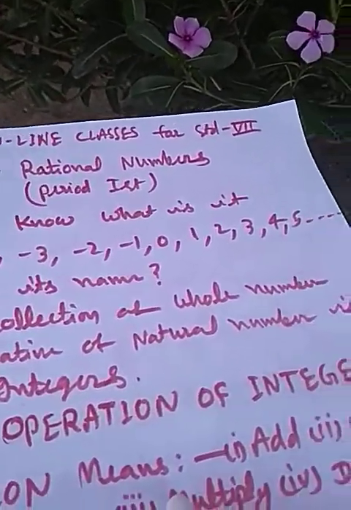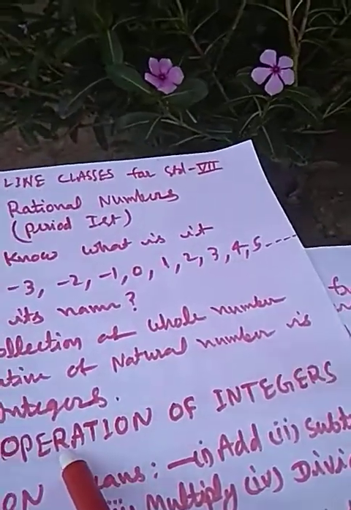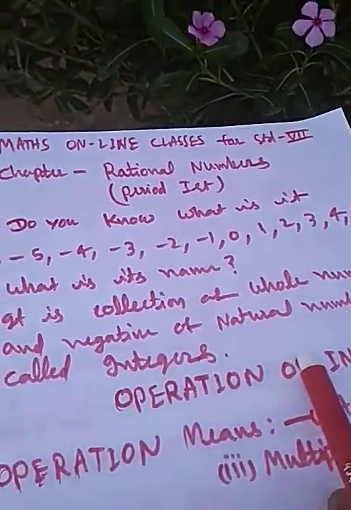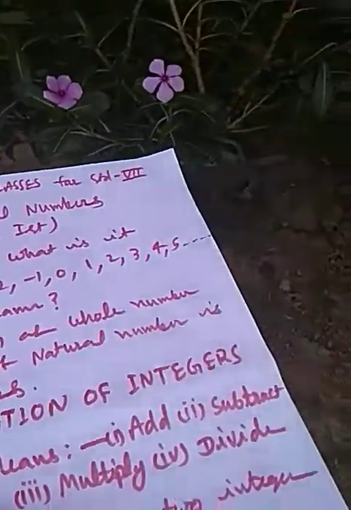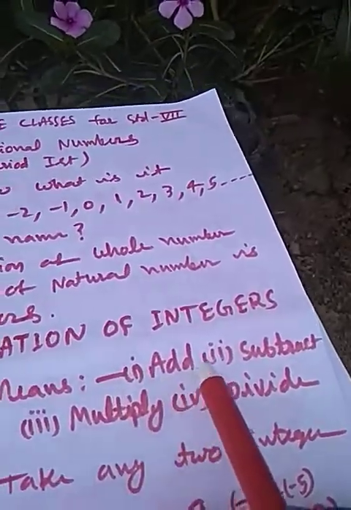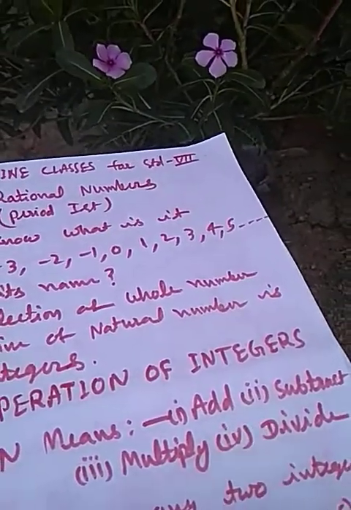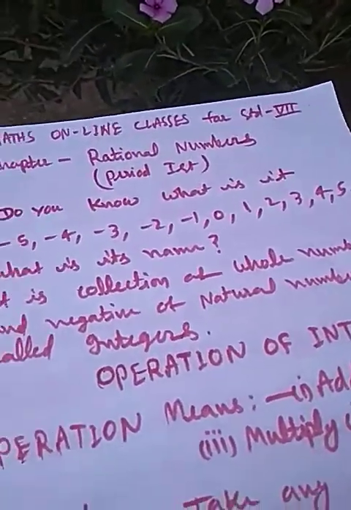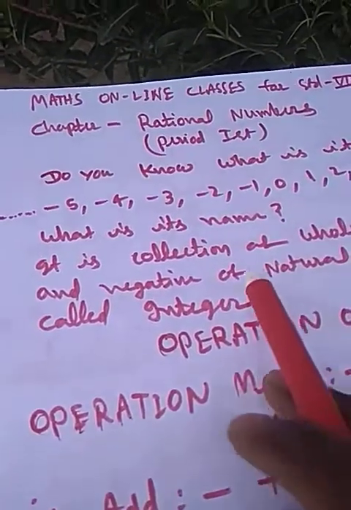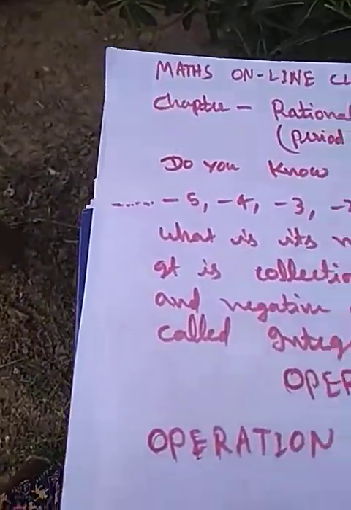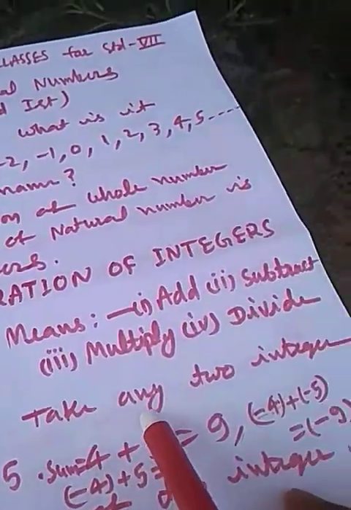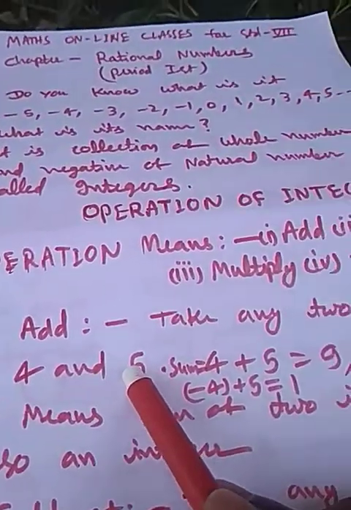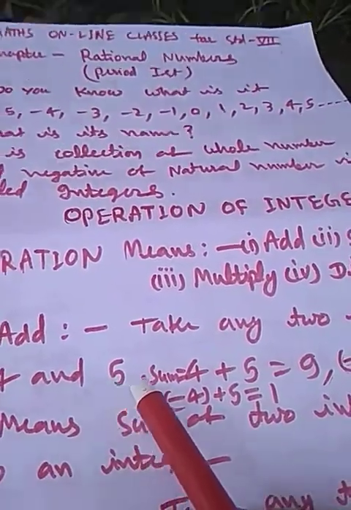Now we shall discuss the operations of integers. Here operation means there are 4 things. First is add, second is subtract, third is multiply, and fourth is divide. Now at first we shall take add. In the add case, take any 2 integers. Suppose 4 and 5. Now we shall find the sum.